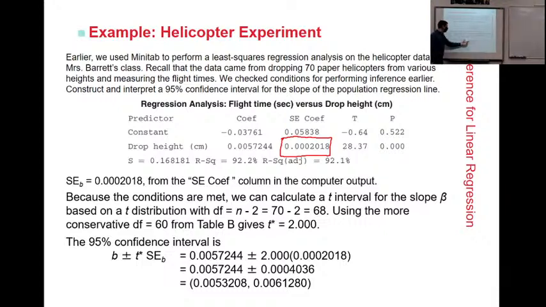So this becomes our formula. Nothing fancy with the formulas that you will need to calculate yourself. Just get the values off of the table.